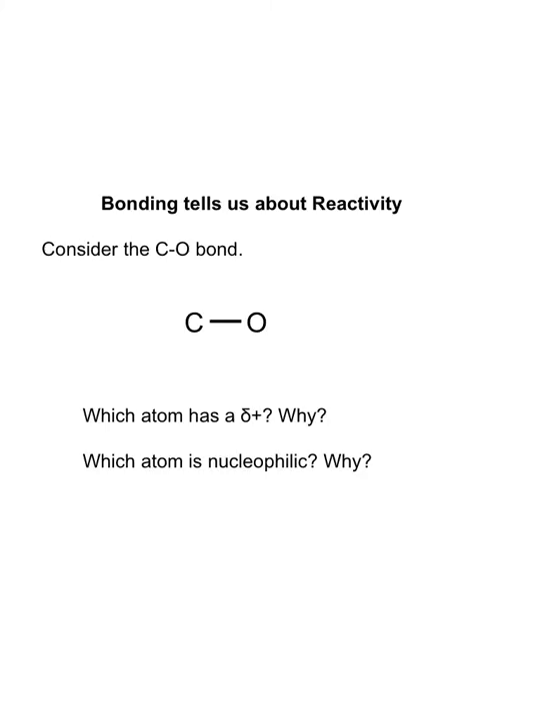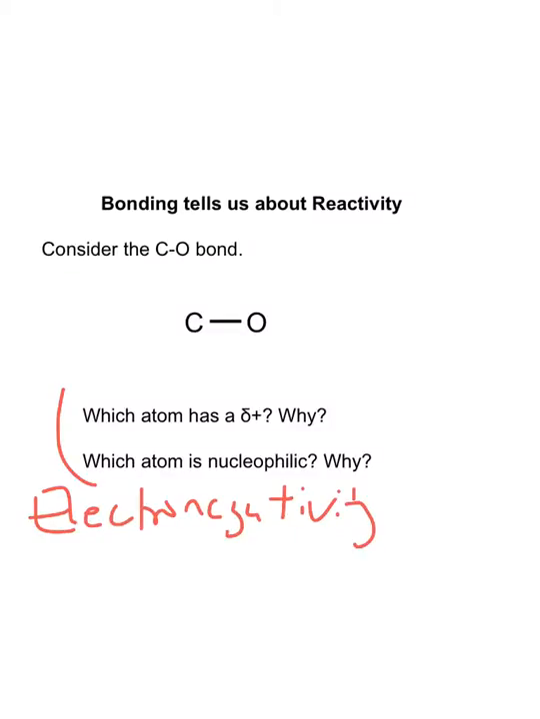Bonding tells us about reactivity. Consider the carbon-oxygen bond. Stop the video and answer these two questions. So electronegativity helps us answer these two questions. Oxygen is more electronegative, therefore oxygen has the partial negative charge, carbon has the partial positive charge, which means that oxygen will be the nucleophilic atom.